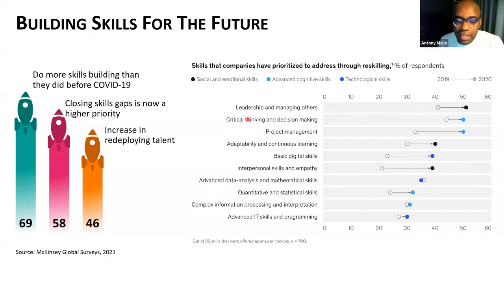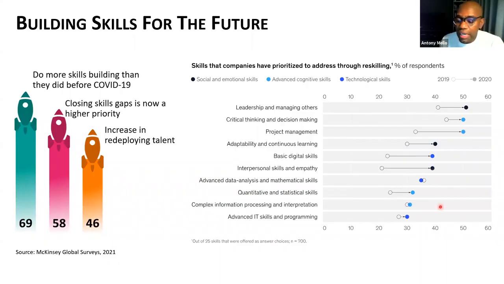You can see that the biggest moves in terms of skills that need to be prioritized from 2019 to 2020 have been on the skills that are black, the social and emotional skills. For example, leadership and managing others moved from about 39 to about 51% of respondents saying they're going to focus on that, and interpersonal skills and empathy moved from about 20% to 40% of respondents saying they're now going to focus on that.